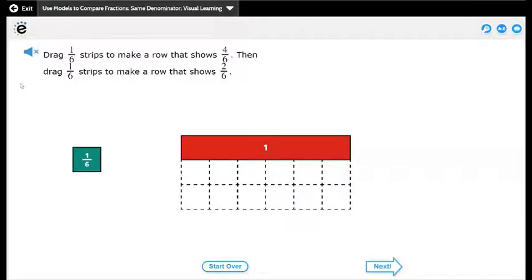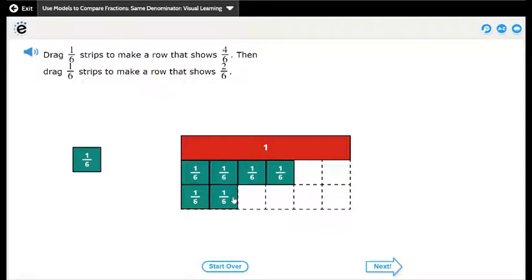Drag 1/6 strips to make a row that shows 4/6. Then drag 1/6 strips to make a row that shows 2/6. We should show here 4/6: 1/6, 2/6, 3/6, and 4/6. This is 4/6. And in the second row, we will show 2/6: 1/6, 2/6. So what do you think? Which one is greater? 4/6 is greater.